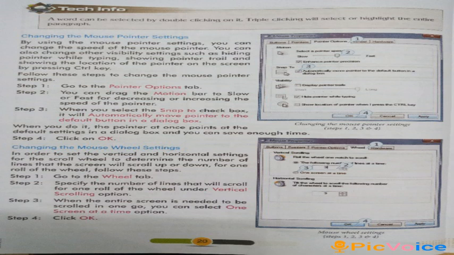Step 1. Go to the wheel tab. Step 2. Specify the number of lines that will scroll for one roll of the wheel under vertical scrolling option. Step 3. When the entire screen is needed to be scrolled in one go, you can select one screen at a time option. Step 4. Click OK.